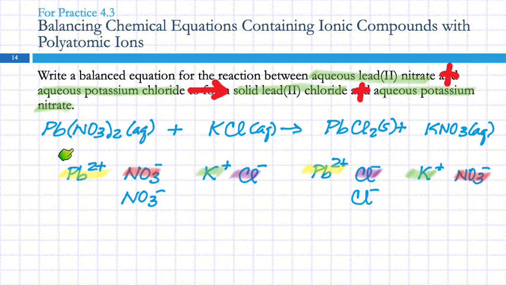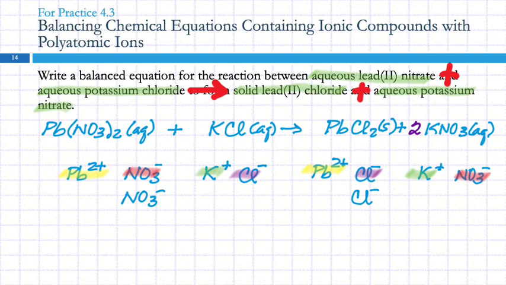So on the left side, how many lead ions do we have? 1. And how many over here? 1. So far, so good. How many nitrates? 2. And how many over here? 1. So I need to put a 2 in front of that one, so I can have 2 nitrates.